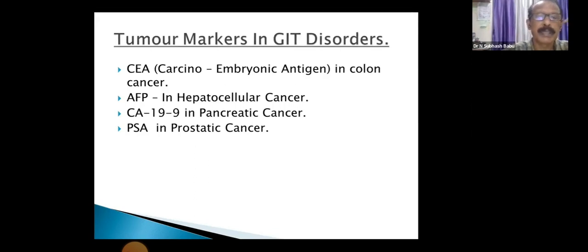The last one is PSA. PSA is not in relation to the GIT, it is in relation to the genitourinary system, but I put it here because it is also a marker. PSA is a marker of prostatic cancer. PSA is very cheap, and it is a commonly done test in the elderly. It is a very simple test. PSA can be done in a patient with suspected BPH, or in all patients with BPH. Every year we have to do the PSA test.